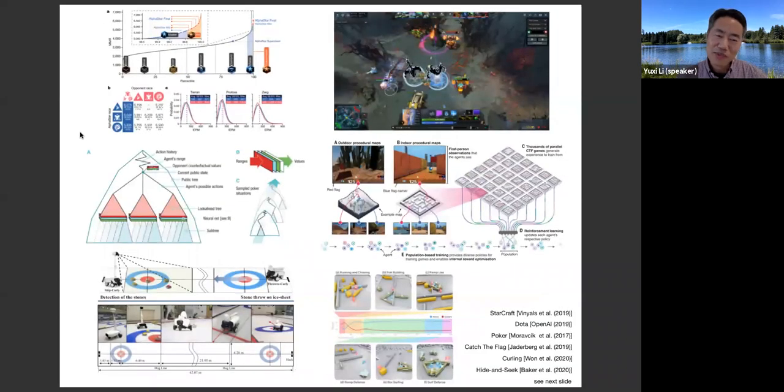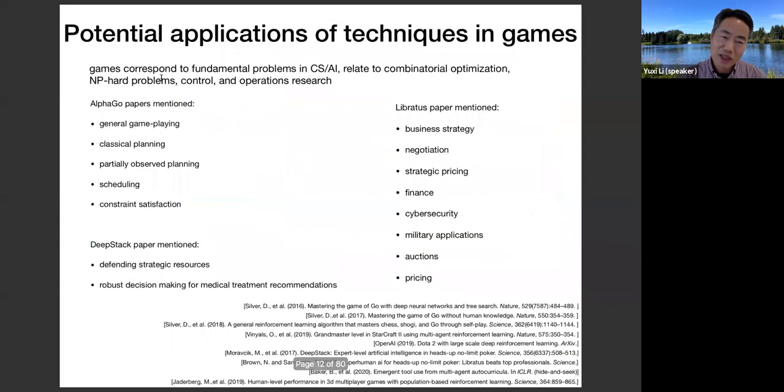Here I list some games, say StarCraft, poker, curling, Dota. This one is called Capture the Flag, and this one is called Hide and Seek. Basically, reinforcement learning has been applied to those games and achieved very good results. Yeah, so in some papers, I list some applications, and as you can see, they are very diverse, with many potential applications.